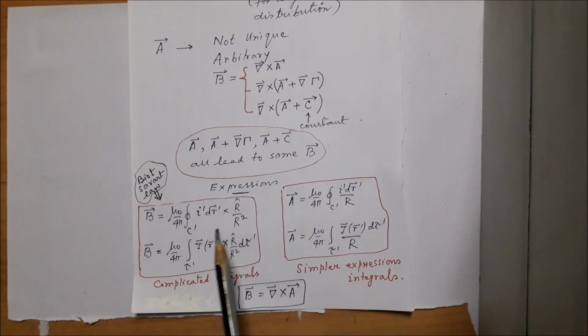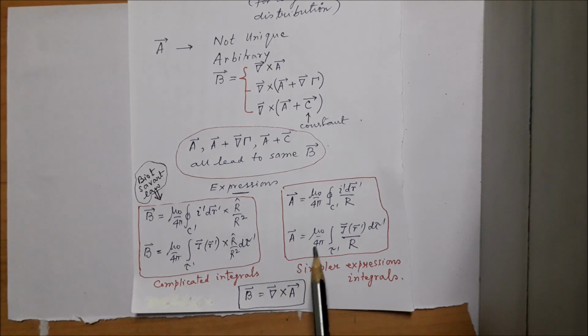Let us focus attention on the expression of vector B as given by Biot-Savart's law. It involves complicated integrals, there being 1 by r square, and in the integrand there is a cross product also. So in many problems, evaluation of these integrals will give us a lot of trouble and will be too much time consuming.